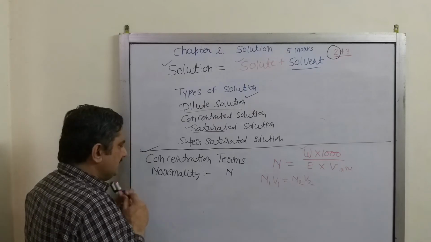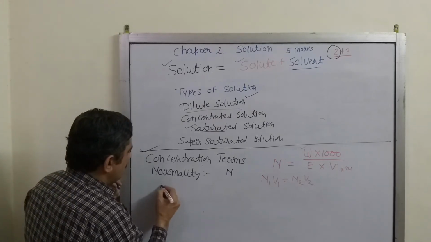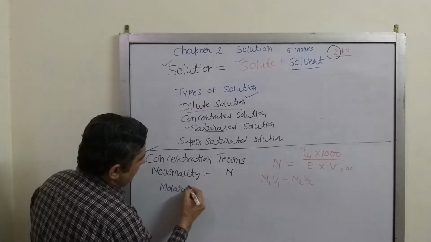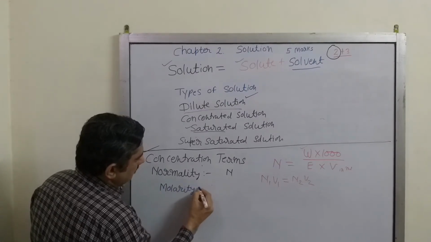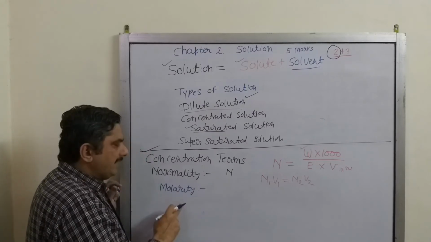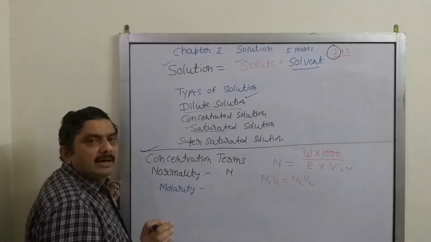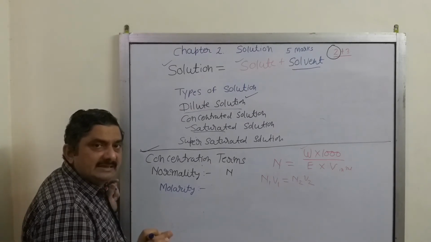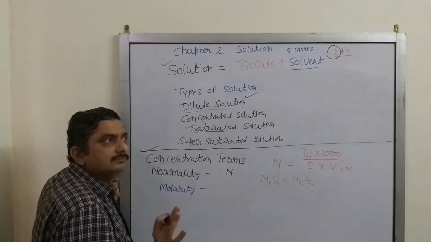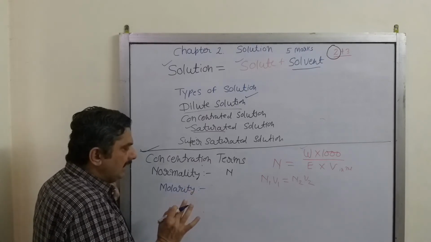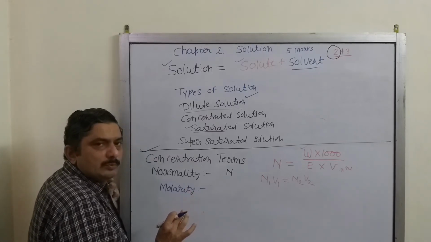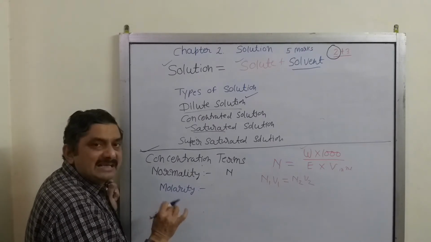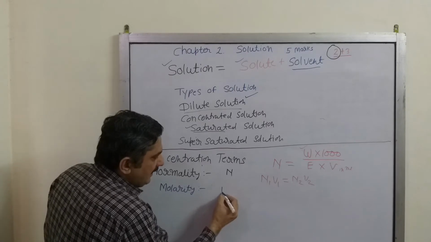Now, second, we discuss molarity. It is defined as number of gram moles of solute present in 1 liter of solution. Number of gram moles of solute present per liter of solution is called molarity. It is represented by capital M.